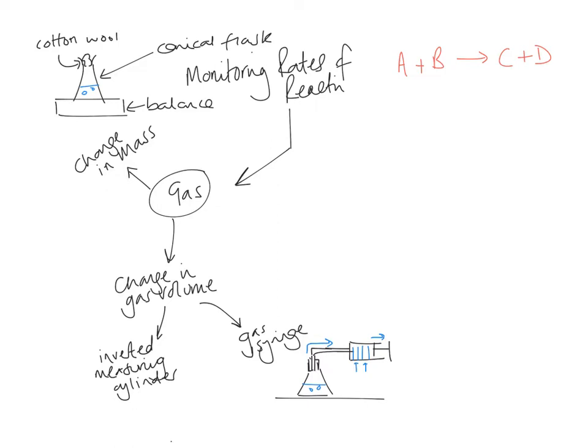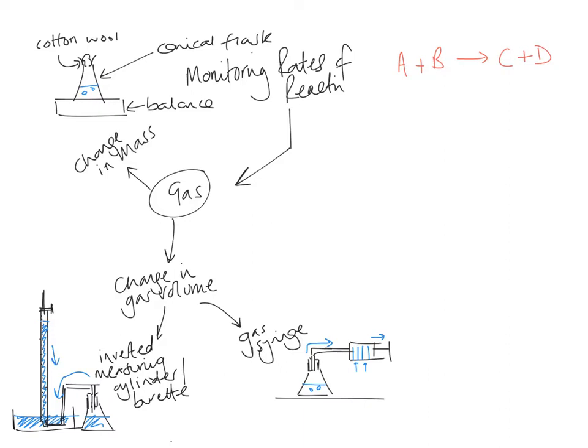The inverted measuring cylinder, at A-level, actually uses a burette because you get more accurate readings. So we have our conical flask and a trough with a delivery tube connecting the two, and then we have our burette that is filled with water. As the gas escapes from the conical flask, it comes through here, displacing the water, and then we can take a reading from the graduated burette and that gives us our volume of gas produced.